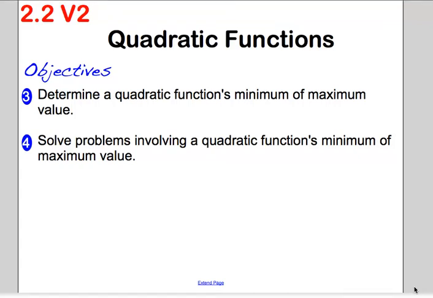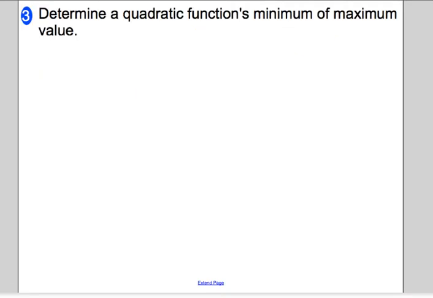This is section 2.2, and this is the second video in this section. And today we are going to continue talking about quadratic functions. And really today we're going to be focusing on their maximum and minimums and solving word problems. So the first objective is to determine a quadratic function's minimum or maximum value.